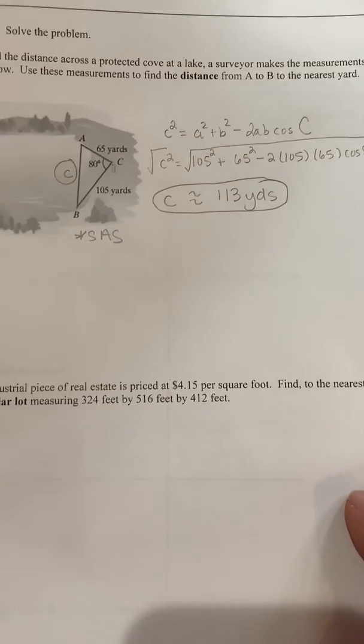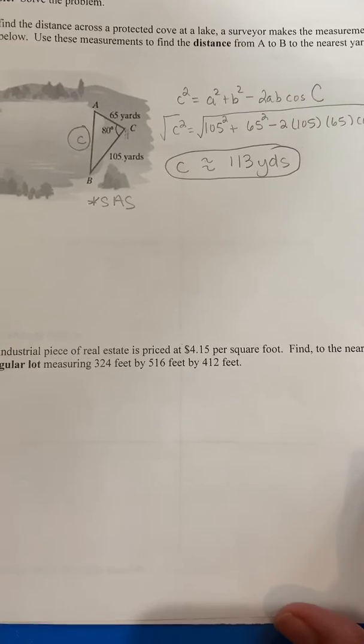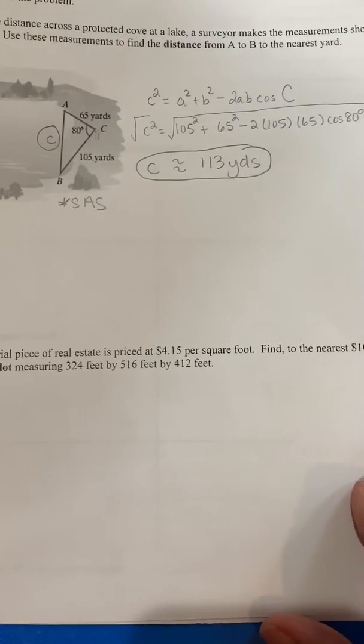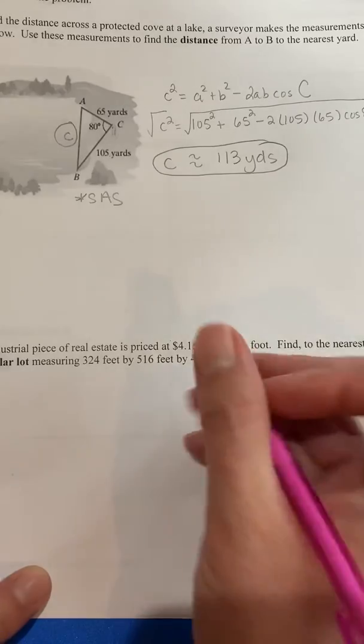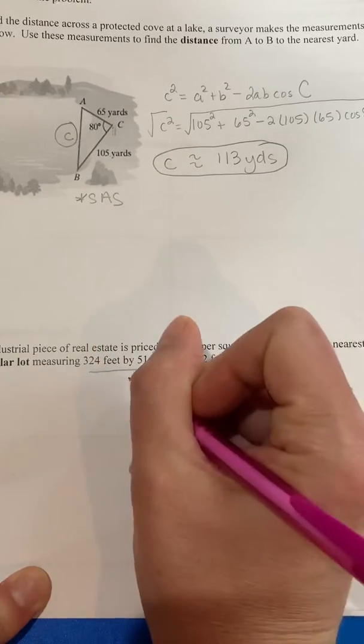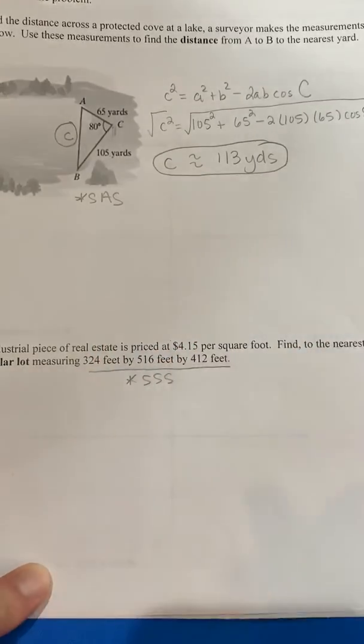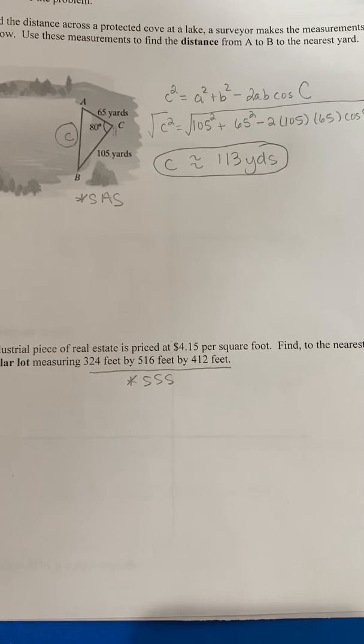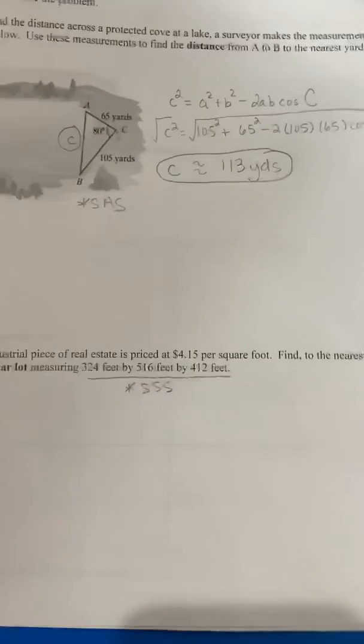For example 7, we have given to us that an industrial piece of real estate is priced at $4.15 a square foot, and we want to find to the nearest 1,000 the cost of a triangular lot, and these are the measurements that were given. So we have a side side side situation. Since we're trying to find the cost, we need to actually look at the area of this triangle. This is going to be using Heron's formula for area.